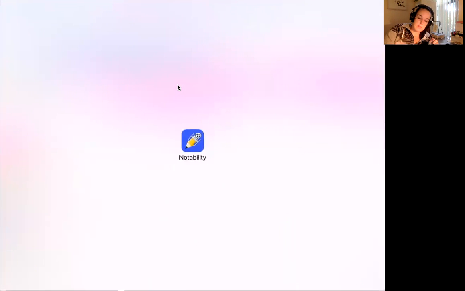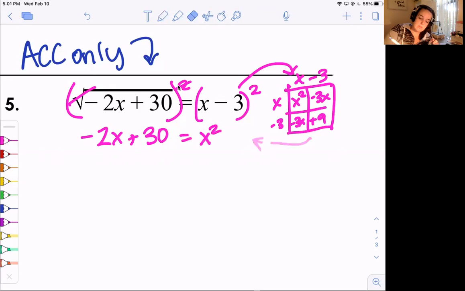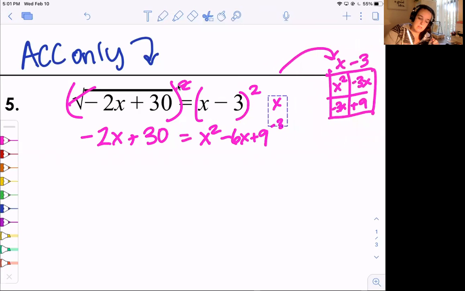Let me give us some more room here. So x minus 3, x minus 3: x squared, negative 3x, negative 3x, positive 9. So when I square this, I'm going to get x squared minus 6x plus 9. All right, so x squared goes here, 3x and 3x make 6x, 9, 9.